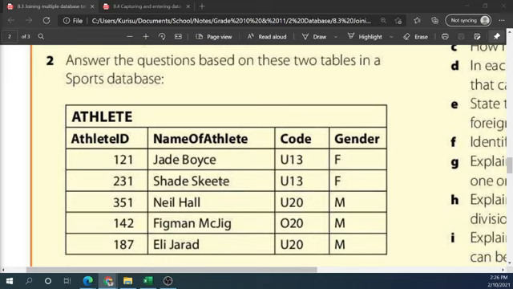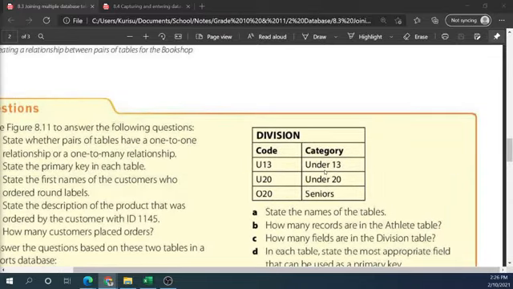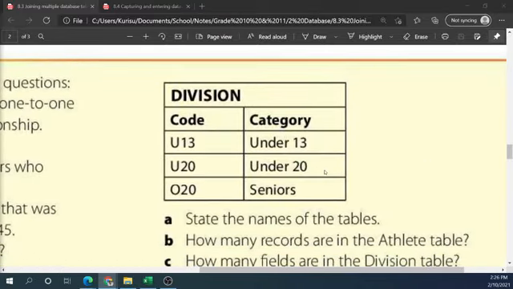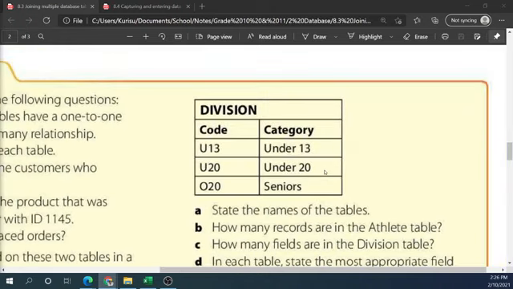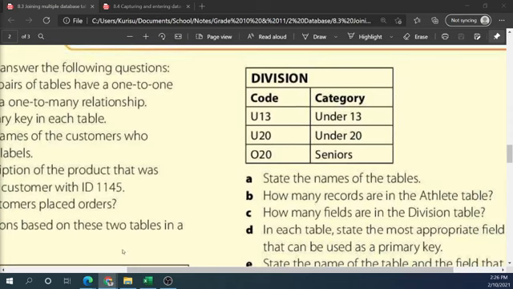So question 2, answer the questions based on these 2 tables in a sports database. The first one, A, state the names of the tables. What are the names of the tables?